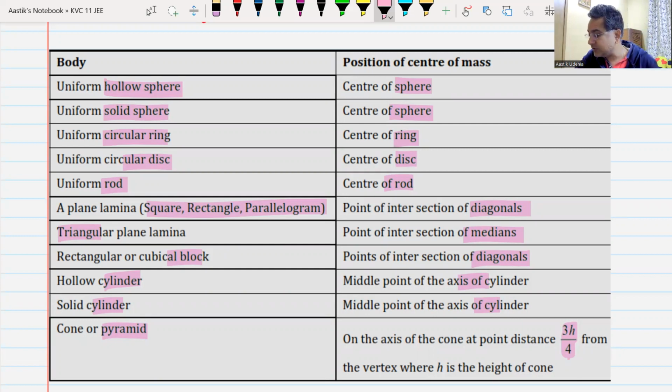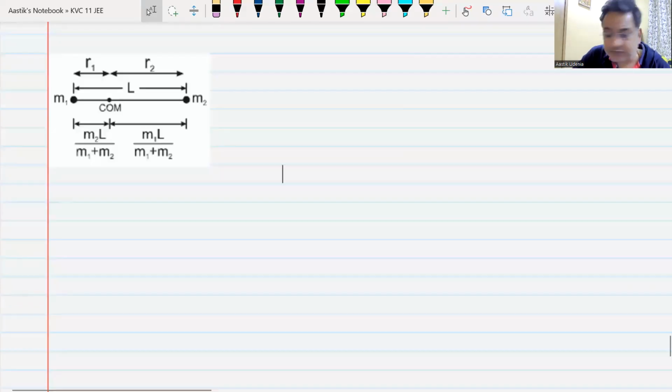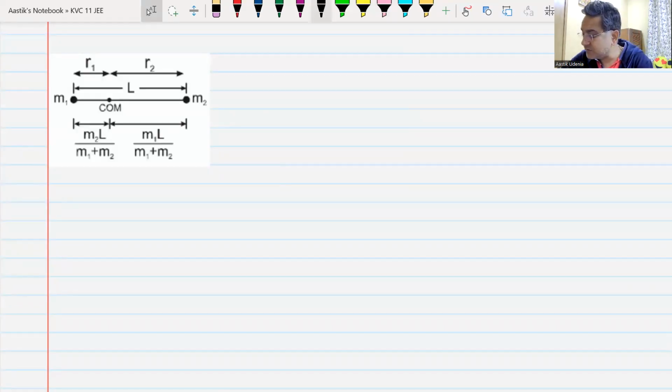This is the center of mass of a two-body system. Do we remember this two-body system? Yes or no? Center of mass of a two-body system, it will lie closer to the heavier body from the lighter body. Or from the body M1, it is M2L upon M1 plus M2. From the other body, it is M1L upon M1 plus M2. Do we understand this? Yes or no?